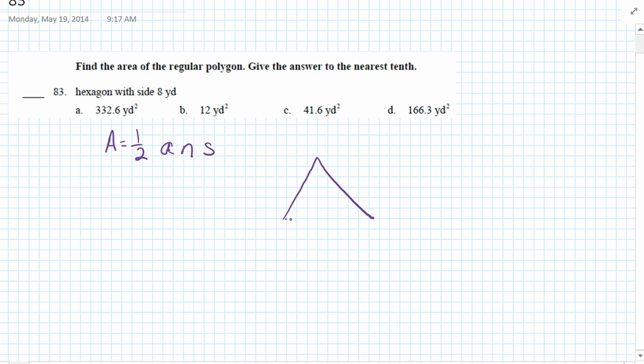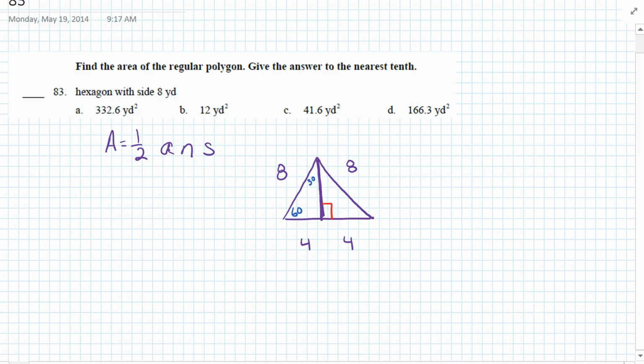So if you remember anything about a hexagon, it's made of equilateral triangles. So we can cut that in half. It has a side length of 8 across the board, but if we cut it in half, the bases get cut in half, so it's going to be 4 and 4. We've created a right triangle. If we know every angle is 60 degrees, what did we just create? A 30, 60, 90 triangle. So we can find the apothem.